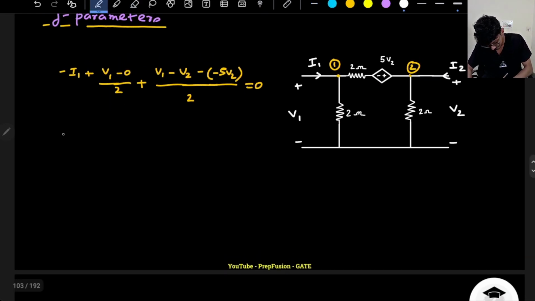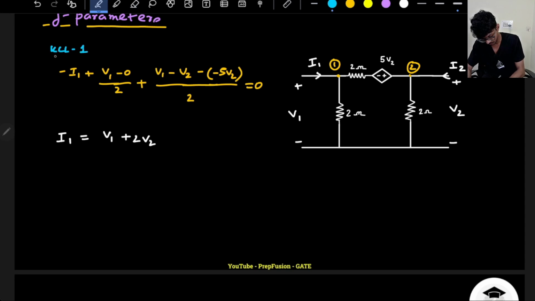So I1 will be equal to V1 divided by 2 plus V1 divided by 2. So this will be V1, and this is plus 4V2 divided by 2, so 2V2. So from here I am directly able to find out Y11 and Y12. So let me write the output KCL. So this was KCL 1.